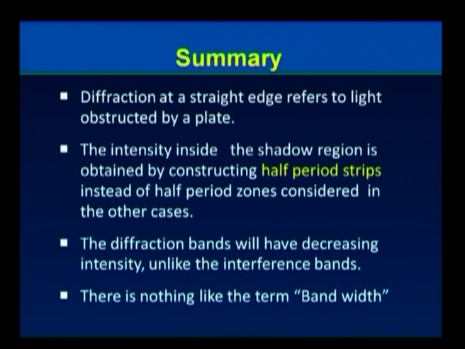Okay. Let me now summarize what I did in this lecture. The points are: diffraction at a straight edge refers to light obstructed by a plate. The intensity inside the shadow region is obtained by constructing half period strips instead of half period zones considered in the earlier cases. The diffraction bands will have decreasing intensity unlike the interference bands. There is nothing like the term bandwidth.